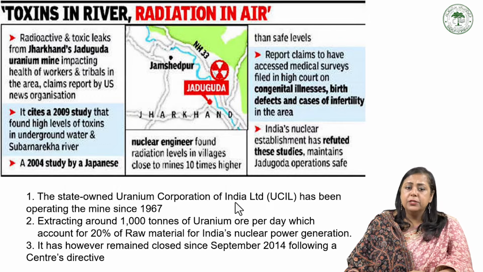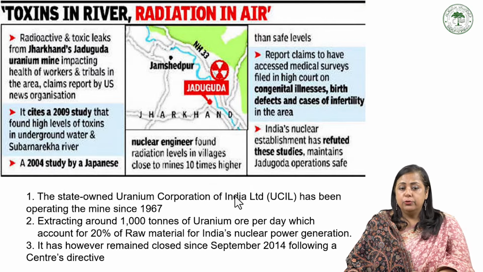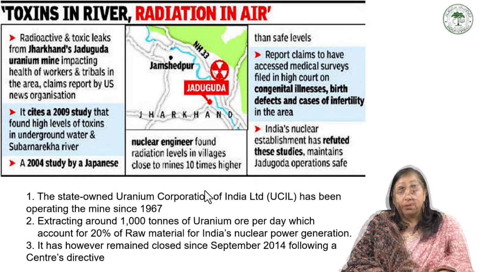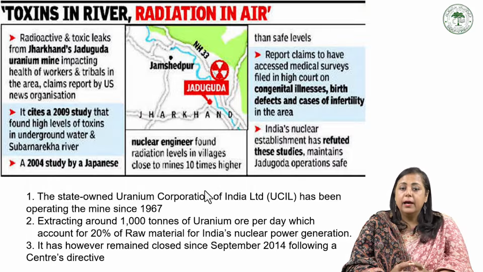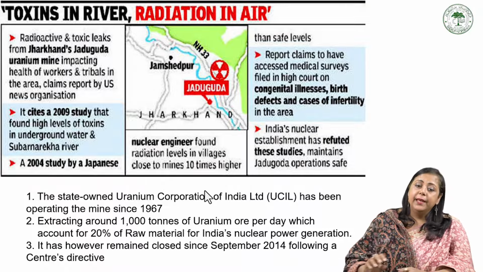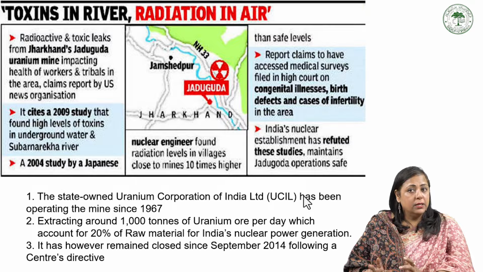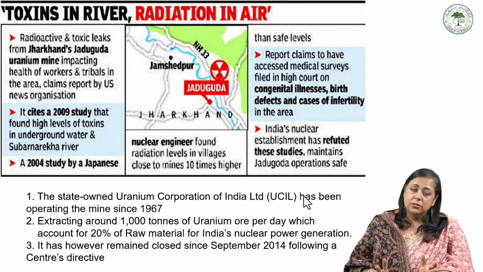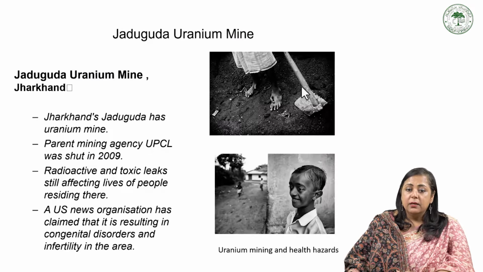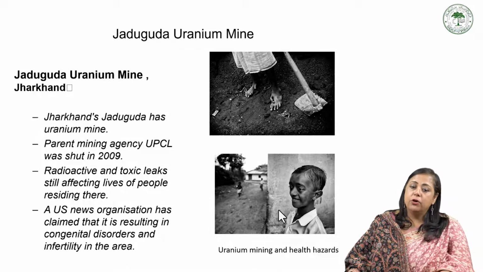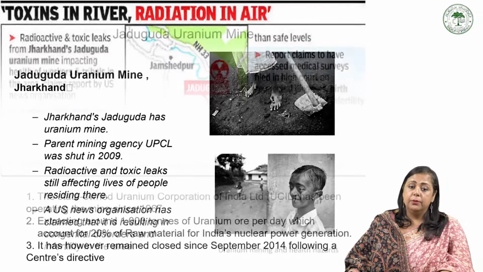A 2004 study by a Japanese nuclear engineer found a radioactive level in a village close to the mine is 10 times higher than the safe level. The report claims to have accessed a medical survey filed in High Court on congenital illness, birth defects, and cases of infertility in the area. India's nuclear establishment has refuted these studies, maintaining Jaduguda operation is safe. The Indian nuclear establishment is saying no, it is safe, but the US agency is saying it is not safe. So we have to decide. By seeing this picture, we can easily make out there is some impact. There is some impact of the radioactive and toxic leaks in the tribal community of the Jaduguda uranium mine.